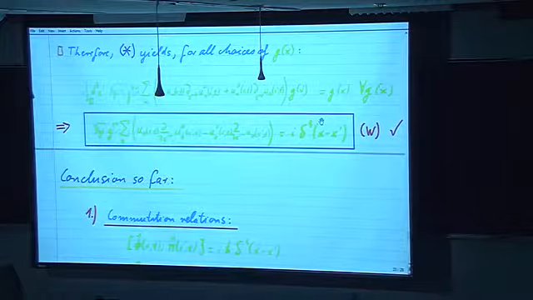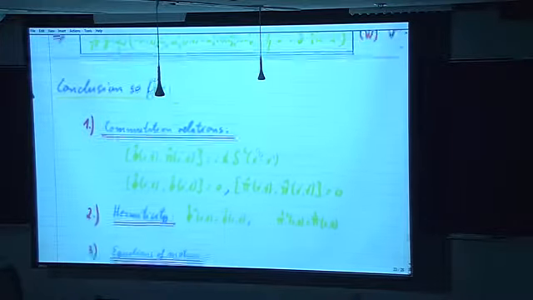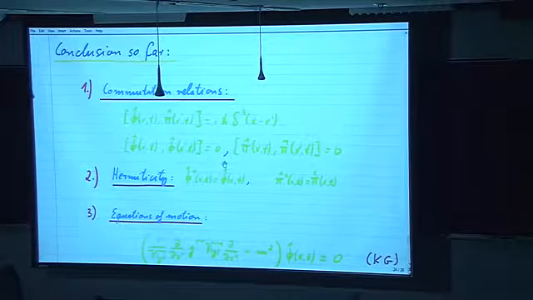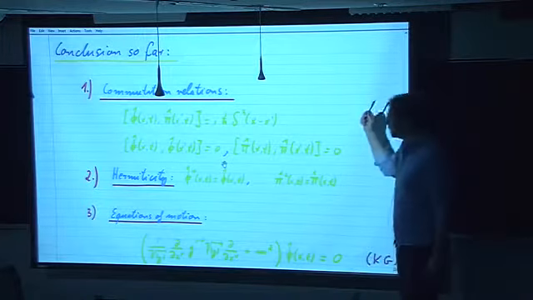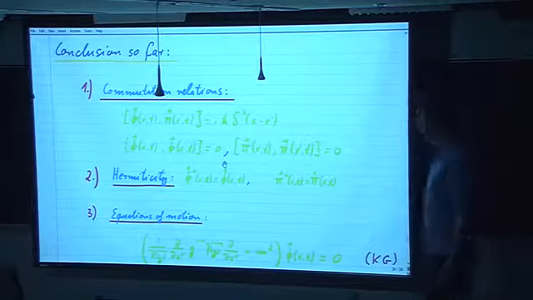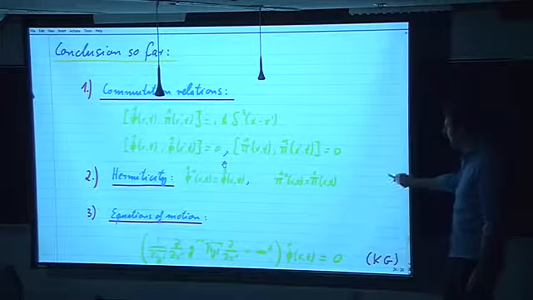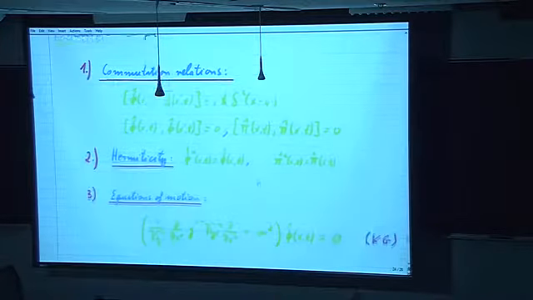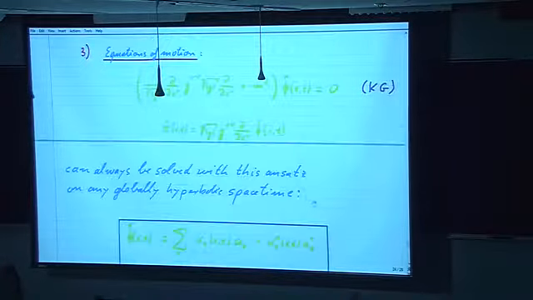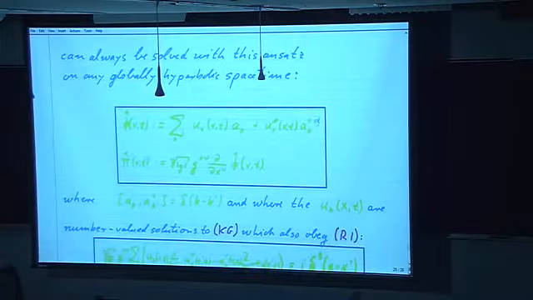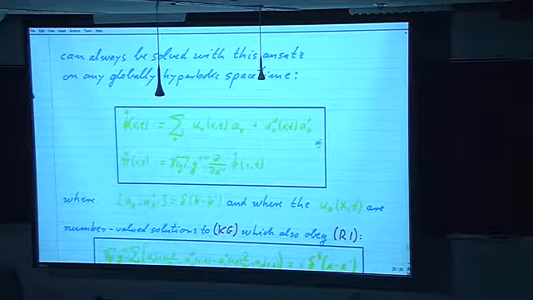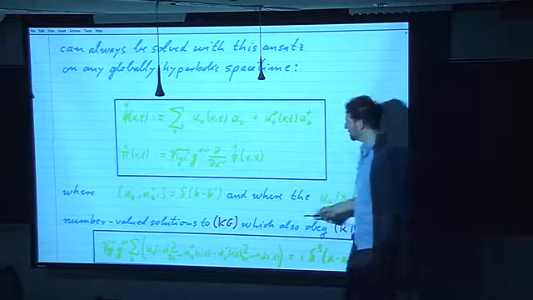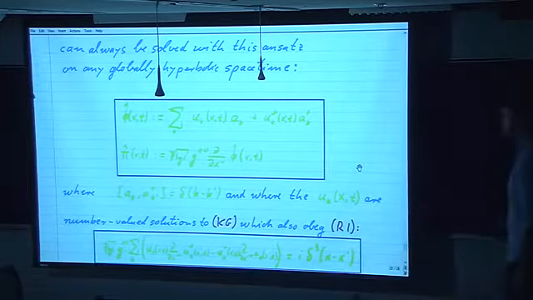Okay, so the conclusion so far, we are almost done for today. I know it was pretty rough today. The conclusion so far was we can have the commutation relations obeyed, we can have hermiticity, and we can have the equations of motion. We can always solve them with this ansatz here, where the u_k are solutions to the Klein-Gordon equation and the a have the standard commutation relations.